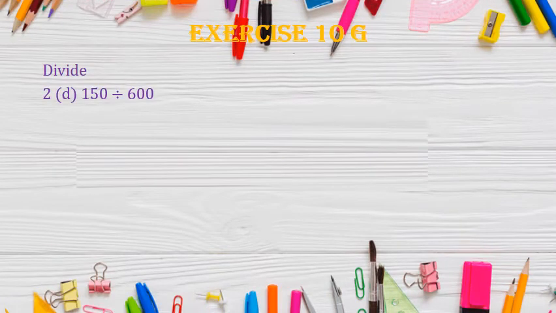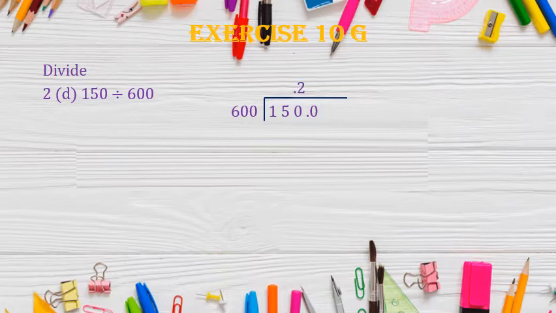Let's do the D part of question number 2. Here again we have to divide 150 by 600, right? So let's see how we will do this division. Now children, we can write 150 as 150.0. Now since 150 is less than 600, so we will put the decimal point in the quotient, and now our dividend will become 1500, that is 1500. And now we will divide 1500 by 600.